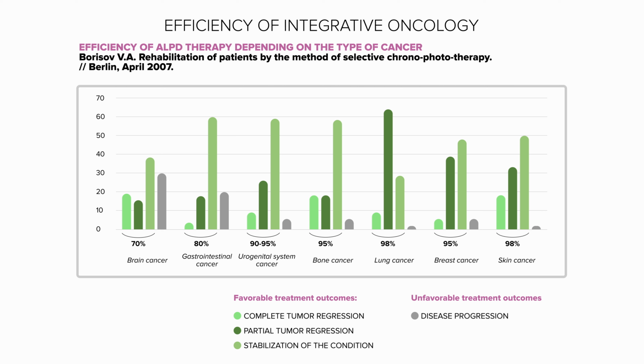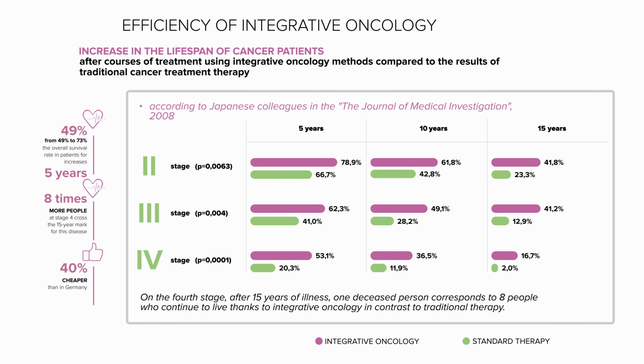Adaptive lymphotropic photodynamic therapy is a safe, modern, and highly effective cancer treatment that does not affect healthy tissues. Methods of integrative oncology are 1.5 to 2 times more effective at all stages of cancer in comparison with standard therapy methods. The addition of integrative oncology to standard cancer treatment increases the overall survival rate in patients over 5 years by 49%, from 49% to 73%. Thanks to integrative oncology treatment method, 8 times more people at stage 4 of cancer step over the threshold of 15 years of the disease.